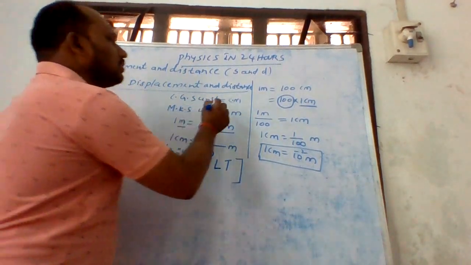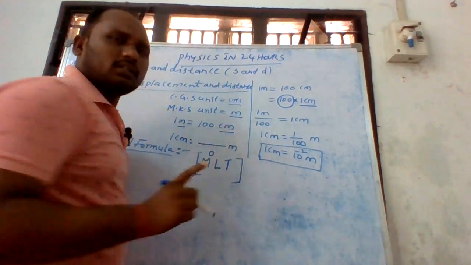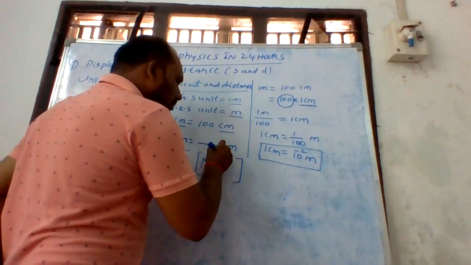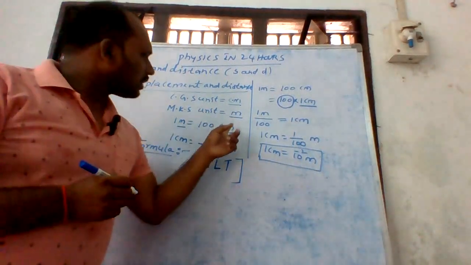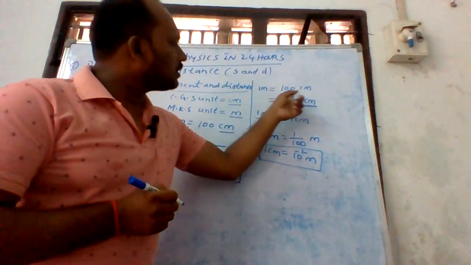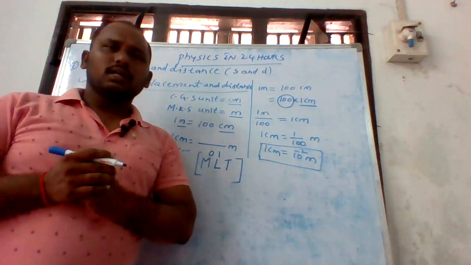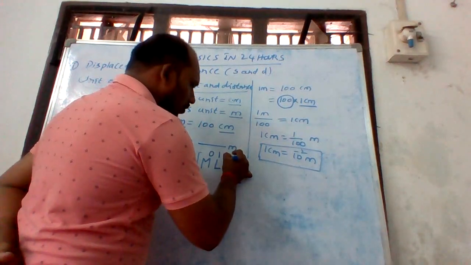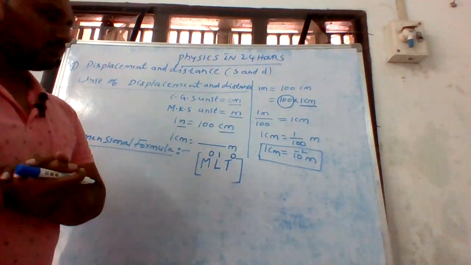Let's see, this is the centimeter. Centimeter means length. Meter means length. How many centimeters and meters? Only 1 centimeter and 1 meter is there. So we put 1 here. And how much time is there? Is there any second here? No second here. So what you have to put? We have to put 0. Once again, 0. This is called the dimension formula.